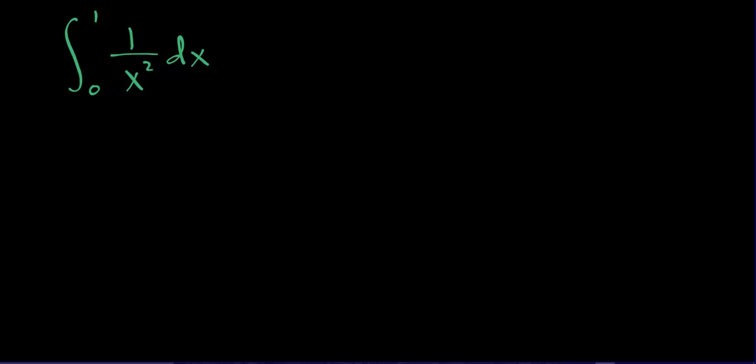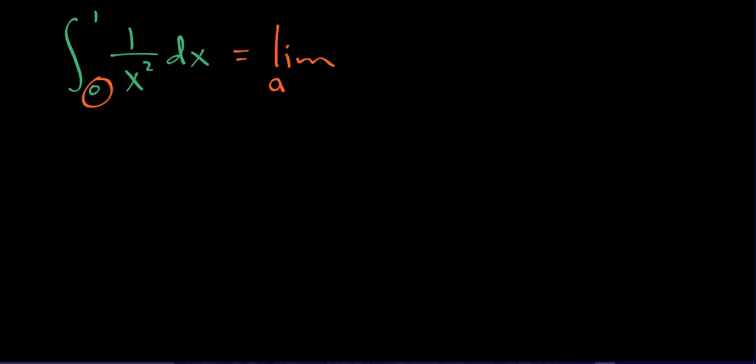Now, this is an improper integral because right here at this point, 0, you get something that's undefined. There's a vertical asymptote there at 0. So really, we can't plug in a 0. In other words, we couldn't evaluate this thing. So here's what we're going to do. We're going to rewrite this in a similar fashion to the way we did earlier.